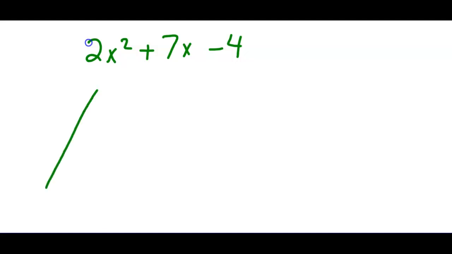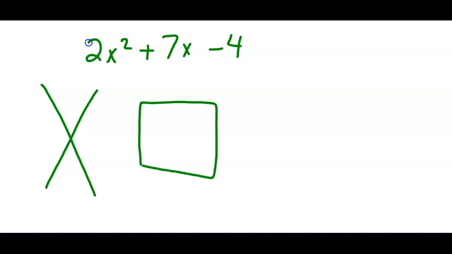So my first one is 2x squared plus 7x minus 4. I'm not told to do anything, but it should say factor this. Okay? Factor this. So if I'm going to factor this, I'm going to do my diamond and box. It is important that you know how to do your diamond and box.